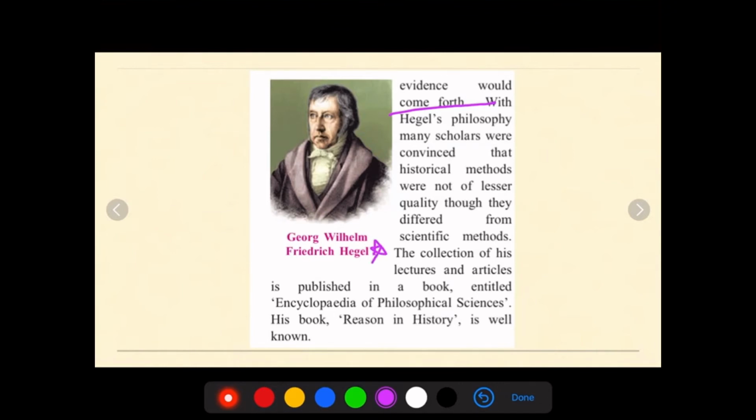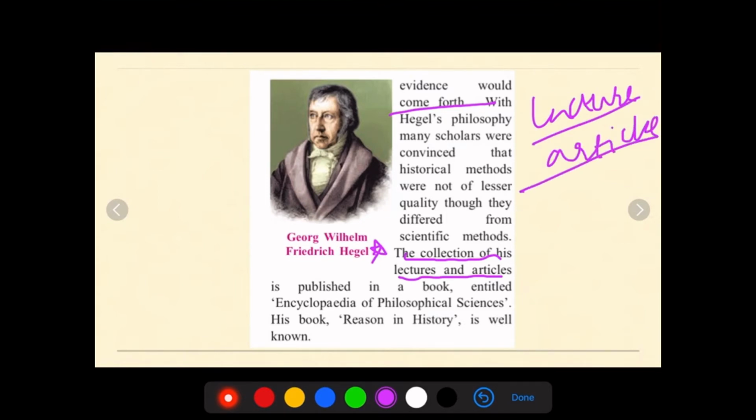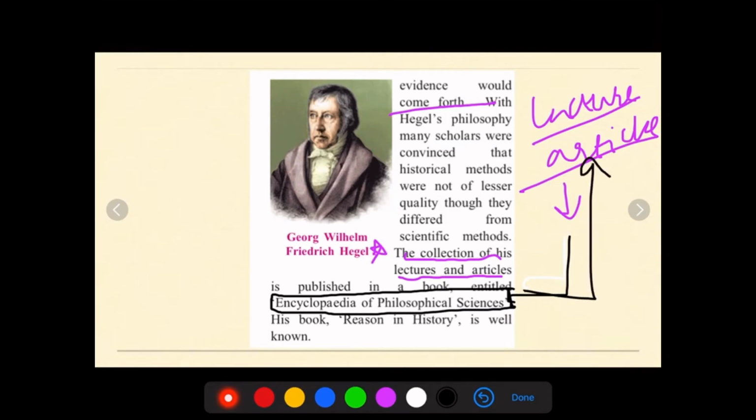Hegel was a very famous person. He used to give lectures to many scholars, and his articles are also there. The collection of his lectures and articles is presented in a book called Encyclopedia of Philosophical Science. So in this book, his lectures were there.